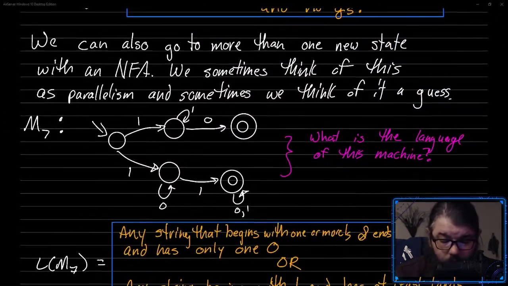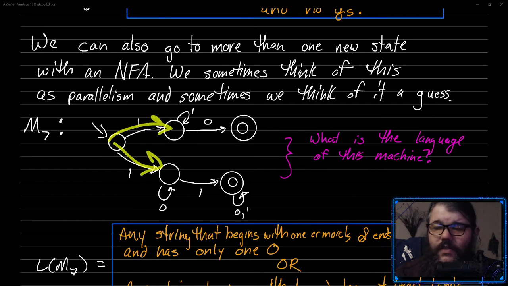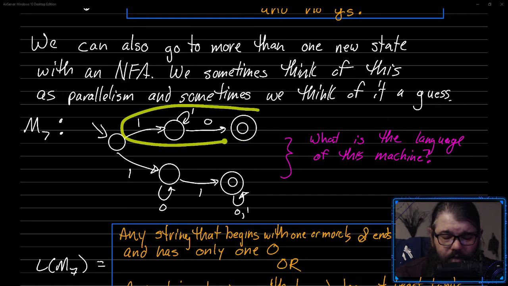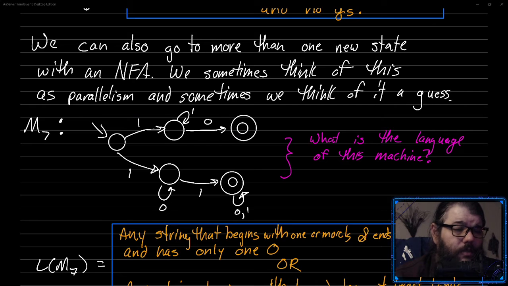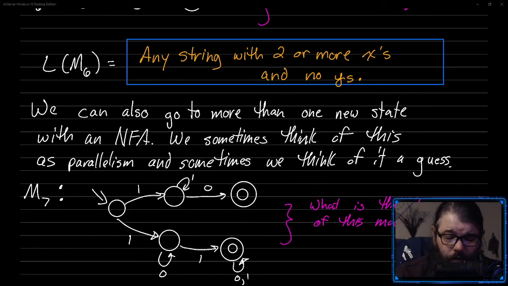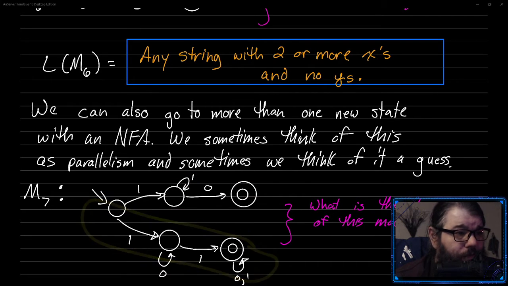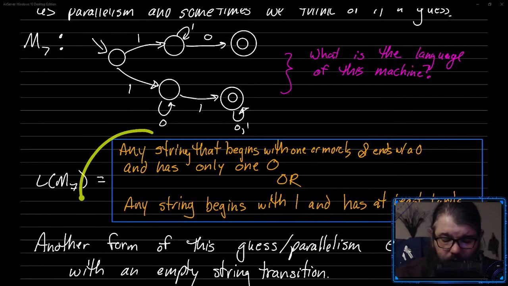NFAs can also make guesses for which direction they want to go. So you can have multiple transitions on the same input. That's cool. A lot of times you'll see this because you want to make a guess as to which machine you're actually following, and it's an or statement, so you can be following one machine or the other. So if you pause this video and try to figure out what this machine is, and then try to figure out what this machine is, pretend they're 2 different machines, and then you or your answers together, then you'll have the language of that bigger machine.